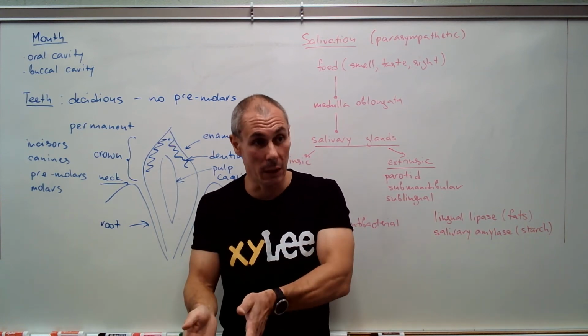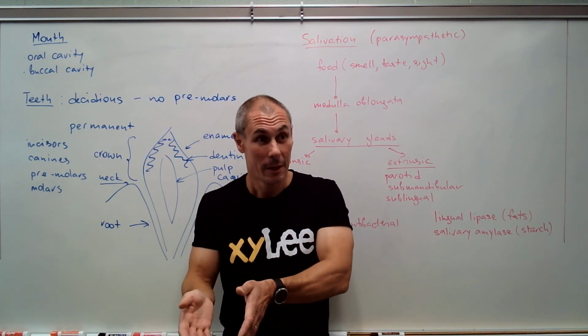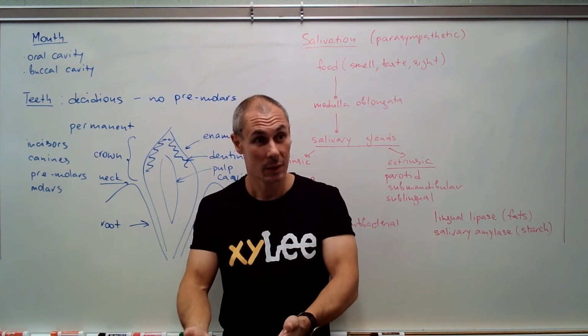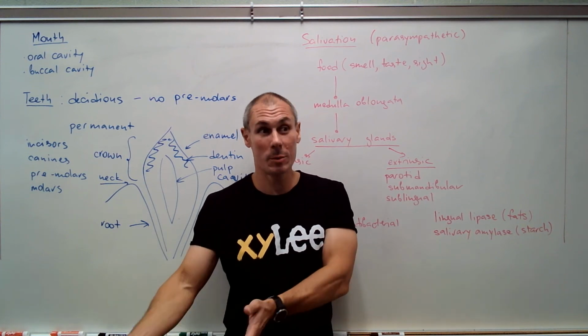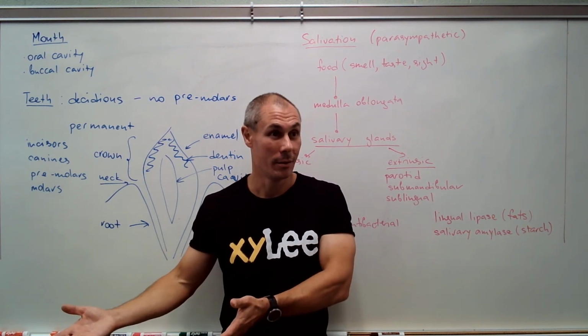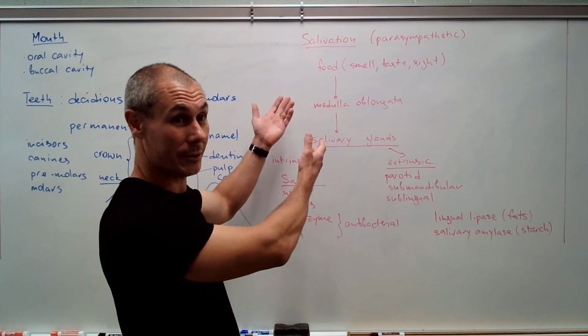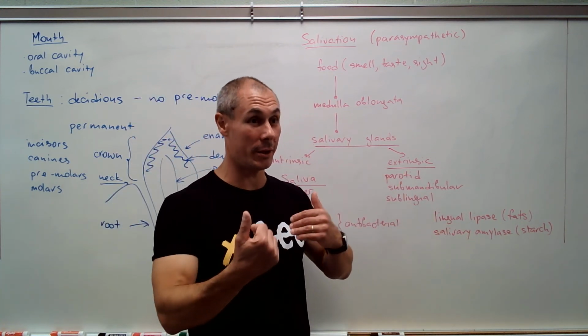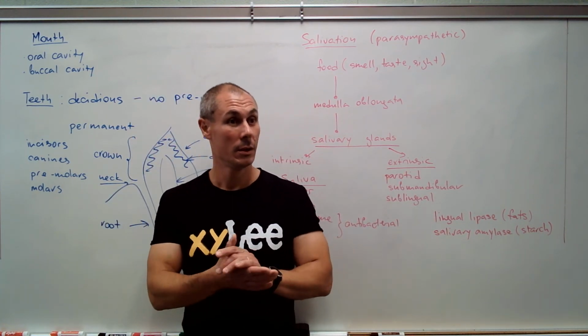So if you increase blood supply to wherever, it simply brings more water. If you increase blood supply to kidneys, you're going to make more urine. You increase blood supply to salivary glands, you're going to make more saliva. You decrease it, you're going to make less saliva. Does that make sense?